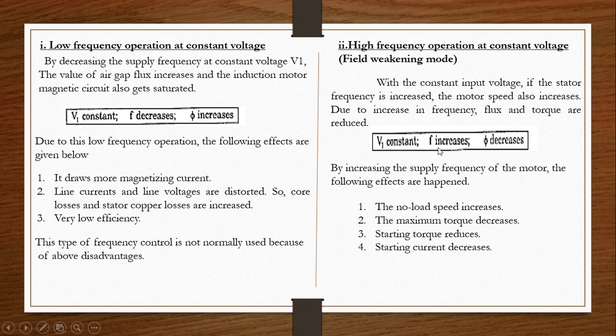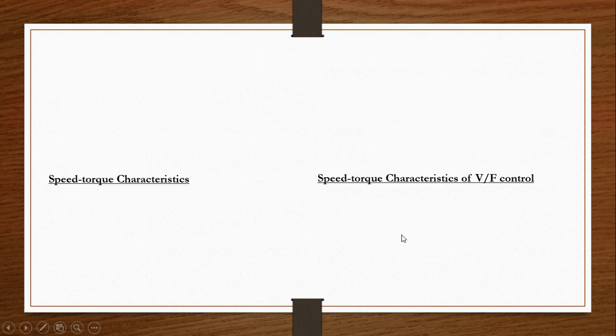When frequency increases, the value of flux decreases. So this is called field weakening mode. The following advantages are happening. The first one, no load speed increases, maximum torque decreases, starting torque reduces, starting current reduces. So many advantages are there. So in these two methods, high frequency operation at constant voltage is always preferred for practical applications.